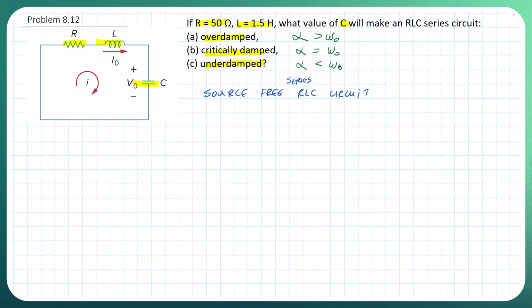Okay, so to approach this, we have to back up and say, well, what is alpha and omega naught? Again, we defined this previously, where alpha was equal to R over 2L, and omega naught was equal to 1 over the square root of LC. The nice thing here is we're given the values for R and L, and we just need to figure out what the value of C is to determine what would make it in those ranges.